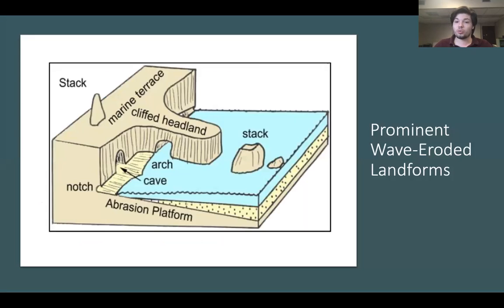So in terms of some prominent wave eroding landforms, I'm not sure if you all have covered these in lecture or not, but you can see the important ones for this lab. A stack here is sort of a rock out in the ocean. You can see an arch right here, a cliffed headland, a marine terrace, a sea cave, a notch is sort of this indent in the wall, and an abrasion platform is this relatively smooth slope that comes out like you might walk on a beach. Make sure you know most of those and have a general idea what they are.